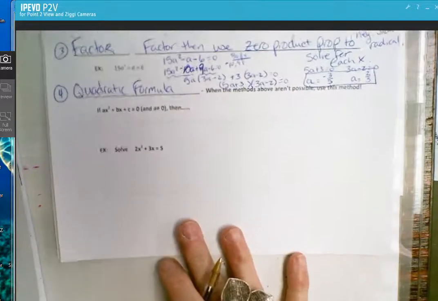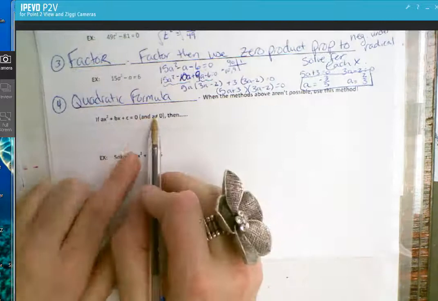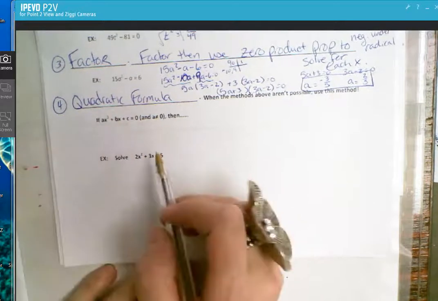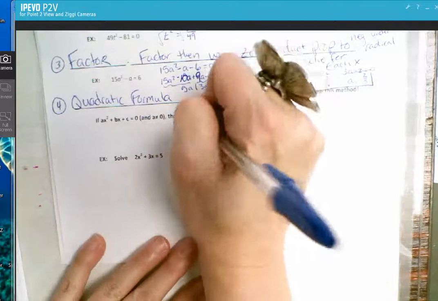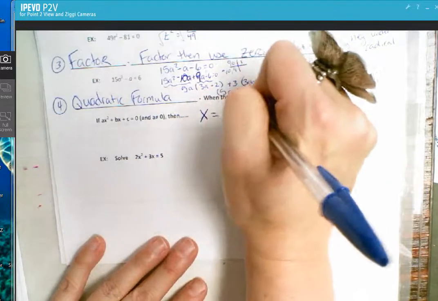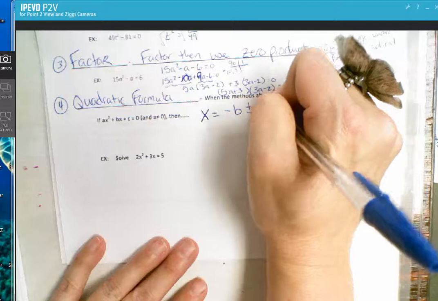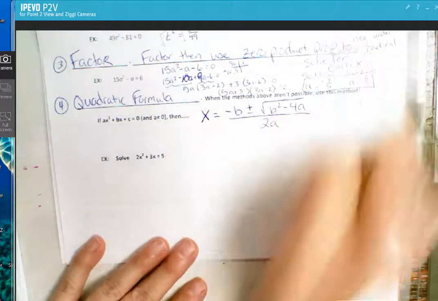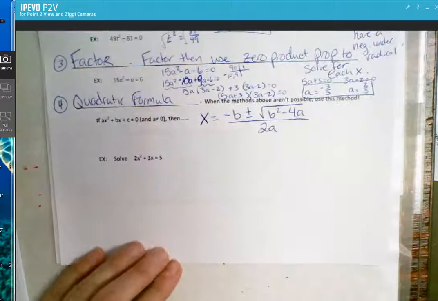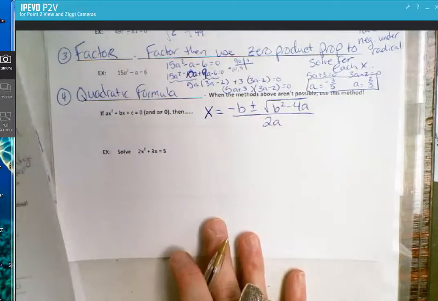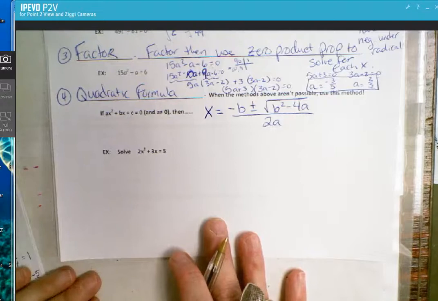And our video showed, hey, I still have my qualification that a can't be 0, because then I would end up with a linear equation here. And we can use the quadratic formula. X is equal to negative b plus or minus the square root of b squared minus 4ac all over 2a. Remember, when you substitute in, be careful with your negative signs. So make sure you're putting stuff in parentheses and then simplify.